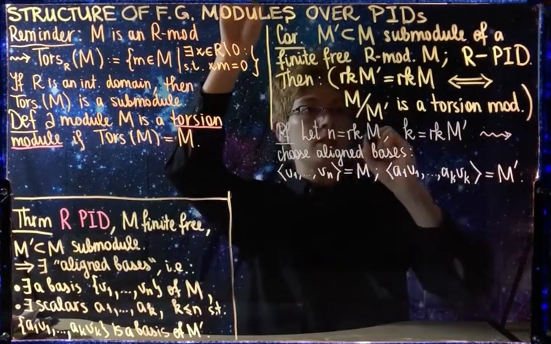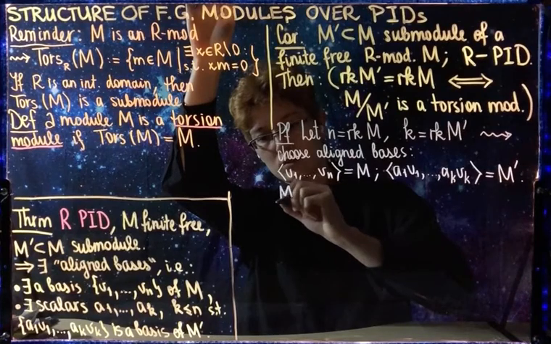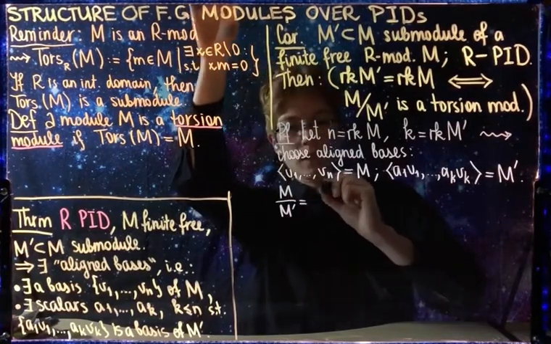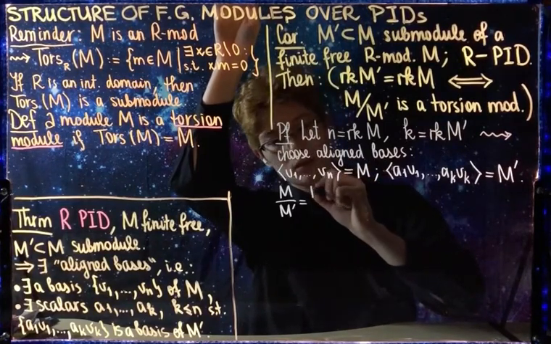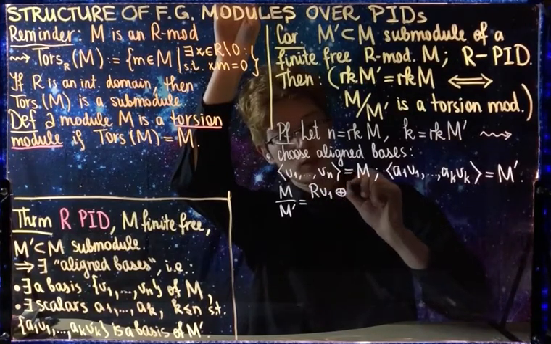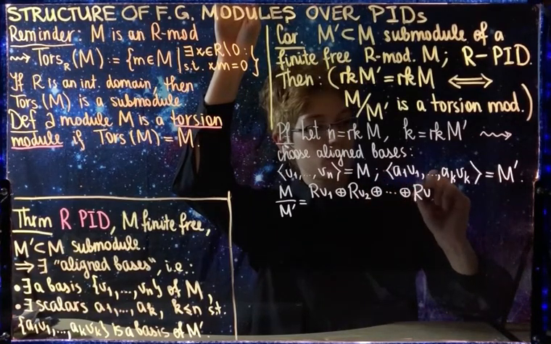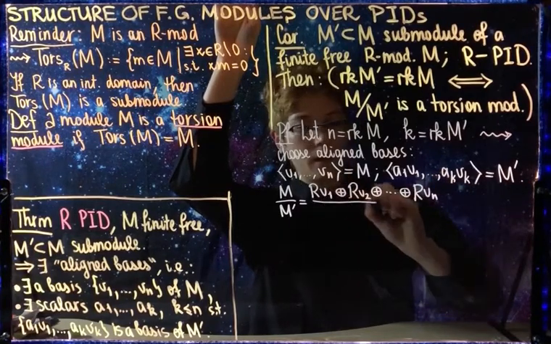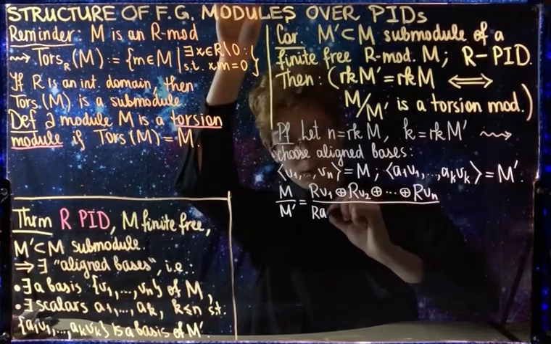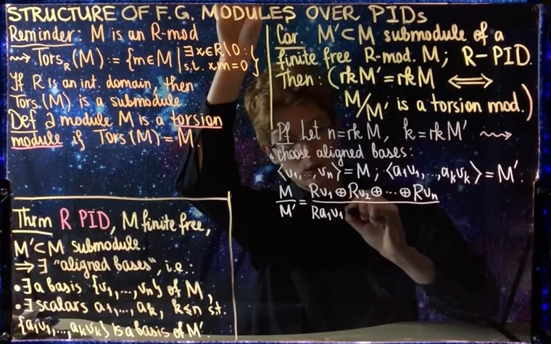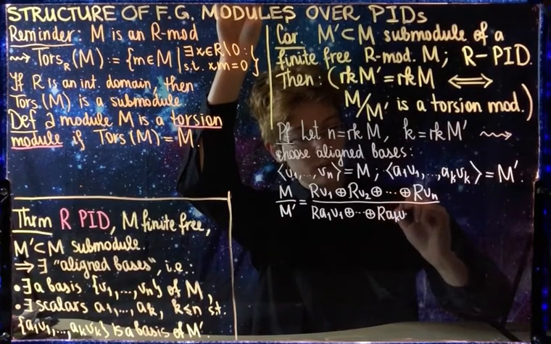And let us study the quotient M mod M prime. Notice that since we have a basis, we can write M as a direct sum of modules of rank 1. So Rv1 plus Rv2 plus etc. plus Rvn. And similarly, we can write M prime as a direct sum of rank 1 free modules, Ra1v1 plus etc. plus Rak vk.